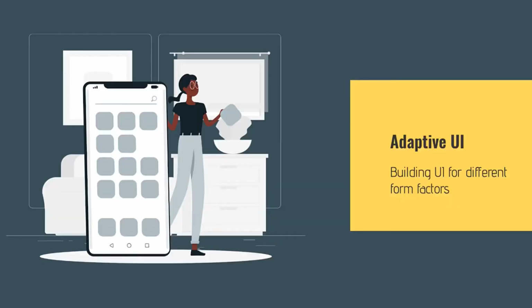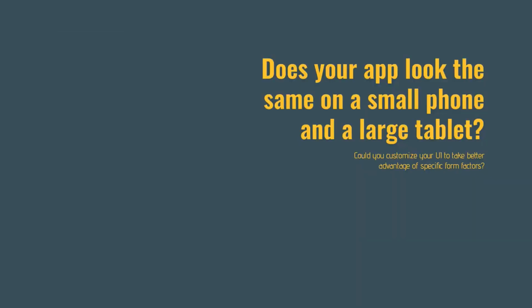And now the other part of adaptive UI that I consider is building UI for different form factors. And on Android, this is really important. How does your app look on a small phone or on a large tablet? Could you customize your UI to take better advantage of specific form factors? You might design a specific screen differently if you're thinking about a 3-inch phone versus a 10-inch tablet. And these are important questions to ask yourself as you're designing your app.